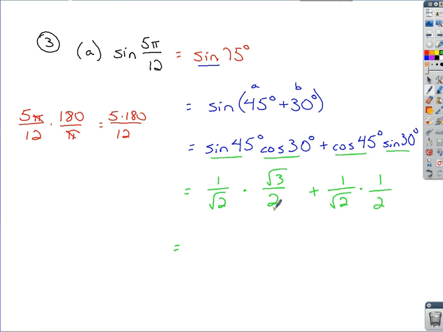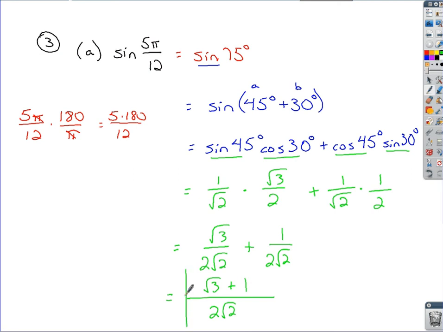You clean this up a little bit. First set of fractions, multiply through the numerator. 1 times root 3, you get root 3. Denominator has to be 2 root 2. Plus second set of fractions, multiply through. In the numerator, you'd have 1. Denominator ends up being the same. Make this a little more official. We put this together as one fraction. So 2 root 2 is my denominator. Got root 3 plus 1 in the numerator. There's my exact value for the sine of 75 degrees, which originally was the sine of 5 pi over 12.